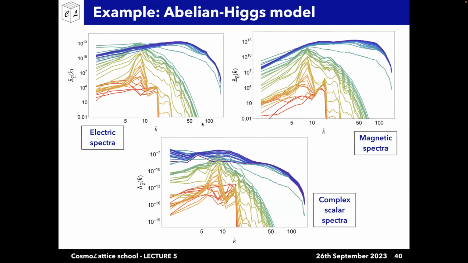And finally, this is my last slide. These are the spectra of the electric field, the magnetic field, and the complex scalar. And you can see that there is clearly an initial resonance band, right, which is analogous to the resonance band that appears in the scalar simulations. And then eventually, there is rescattering, and the spectra widens, right?